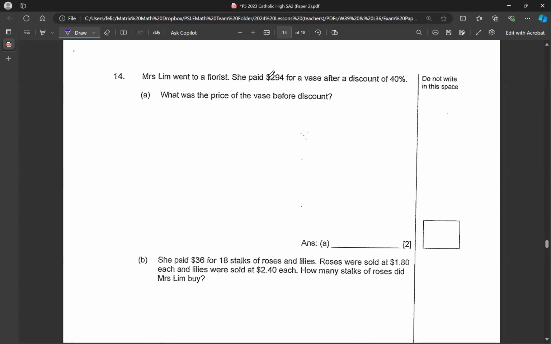Identify how many percent is $294. So if I get to enjoy 40% discount, it means what I paid here is actually 60%, right? 100 minus 40. So now I can safely say 60% is the $294. Of course, work out 1%. 490. Now they want the price before discount. Anything before discount is my original. Original is 100%.